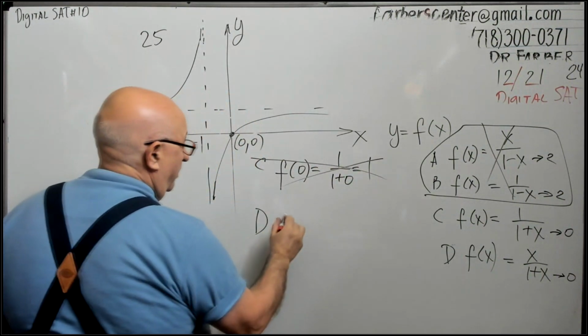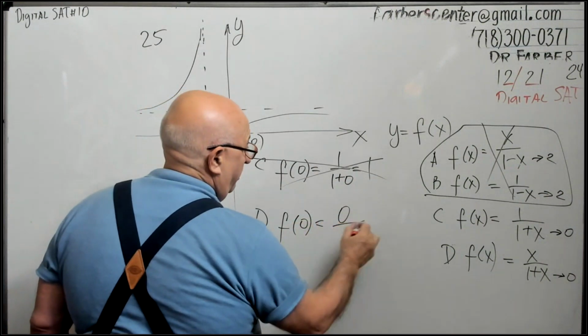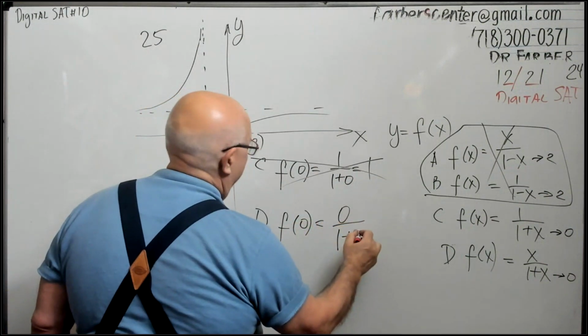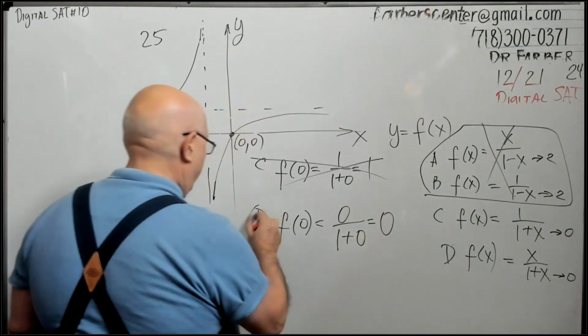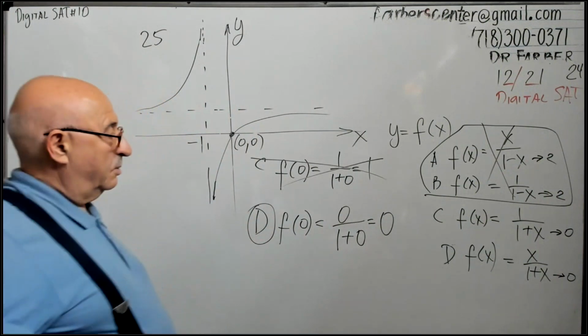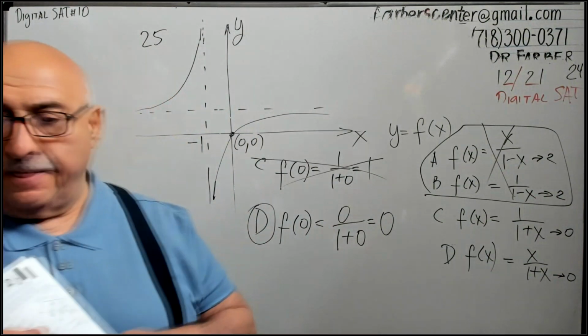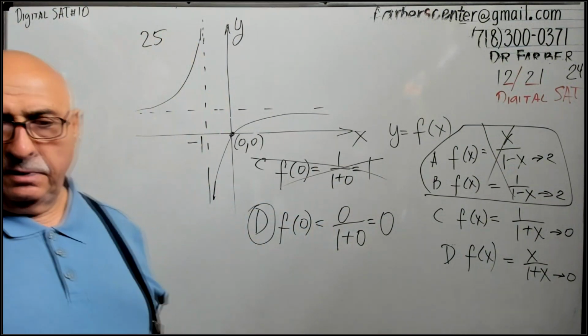G. F of 0 equals 0 divided by 1 plus 0, which equals 0. Bingo. The only answer. I only checked two items in this one. Instantly get the answer. Who understands 100%? 100.